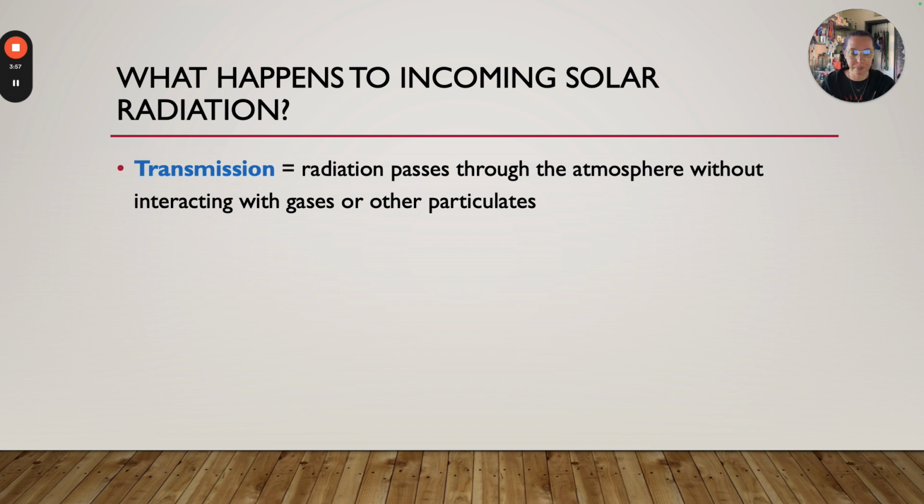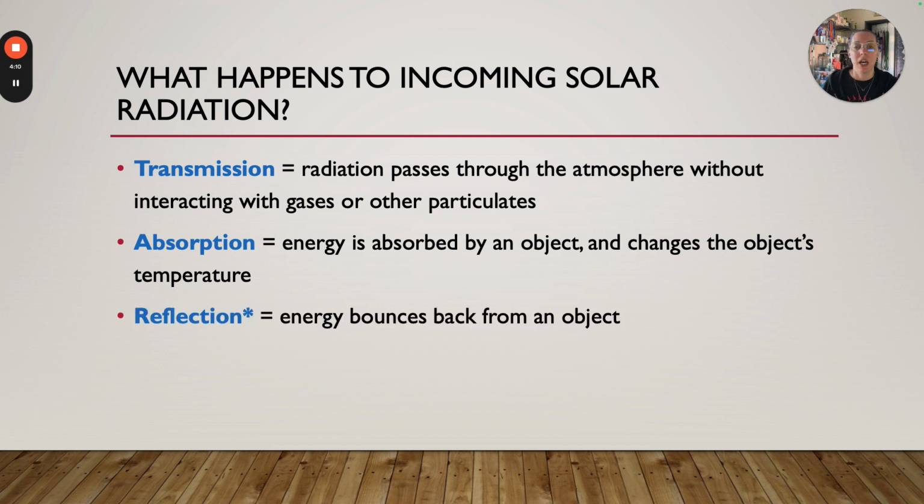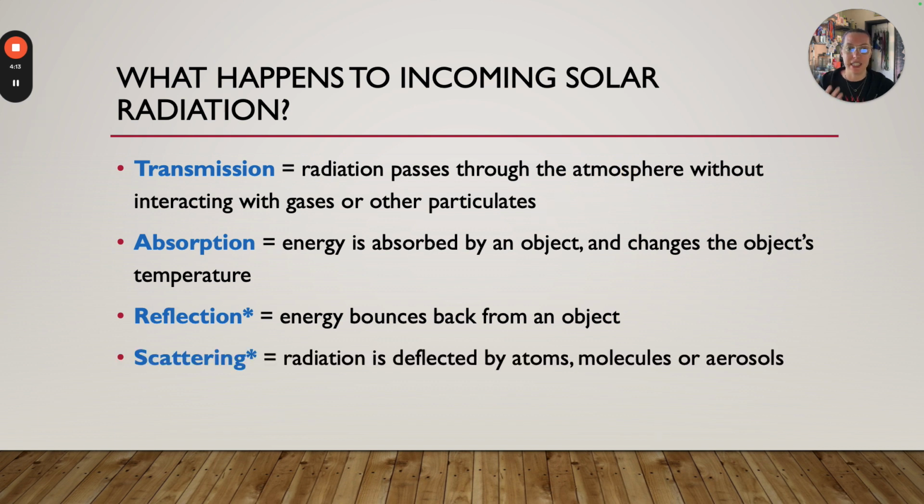No interactions with anybody. Whereas absorption happens when that energy is absorbed either by an object or by molecules in the atmosphere, and that can change the object's temperature. The last two are reflection and scattering, and these two are pretty similar. Reflection is when energy bounces back from an object, whereas scattering is deflection by atoms, molecules, or aerosols. Reflection would be like light reflecting off a pool or off ice or snow. If you do any sort of winter sports, you know you have to put sunscreen on, even underneath your neck, because all of that radiation reflecting back can actually give you a sunburn.